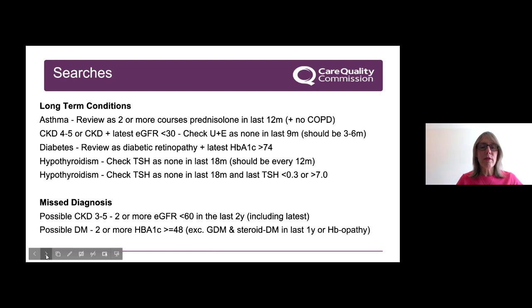For this search, we identify people who've got 2 or more HbA1cs greater or equal to 48, but we exclude certain people. So those with gestational diabetes, those with steroid-induced diabetes, or those with haemoglobinopathies. You may find some people on this search who have had a code of diabetes excluded, diabetes resolved or diabetes in remission coded. These people may be picked up if 2 subsequent HbA1cs have been recorded after that diagnosis was added, meaning that they have then developed diabetes again.